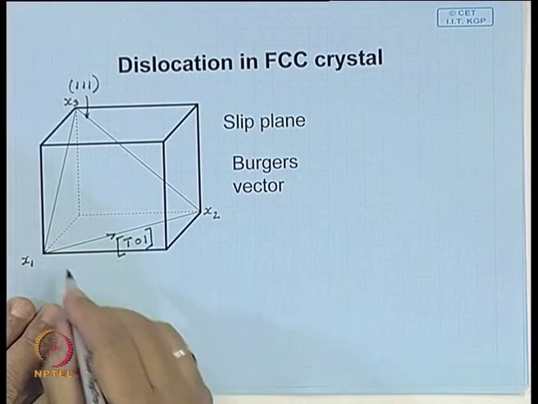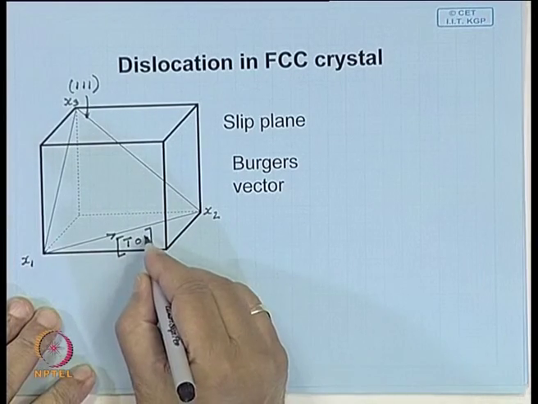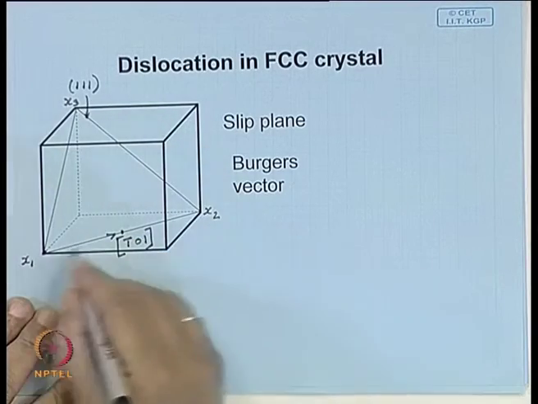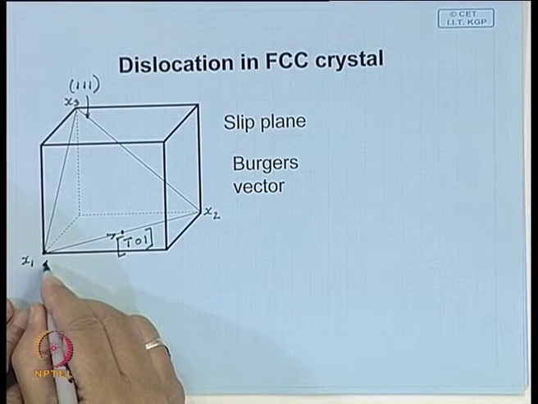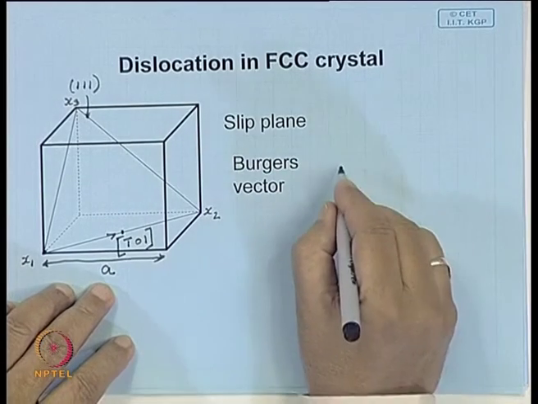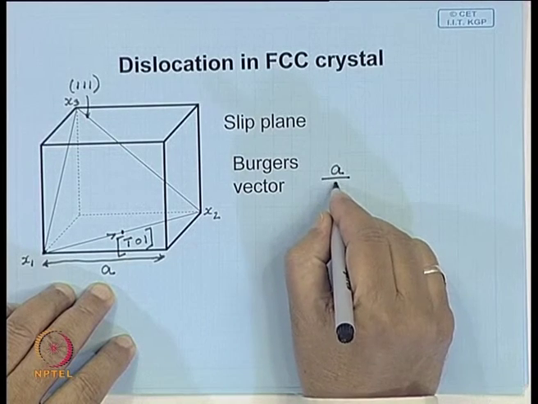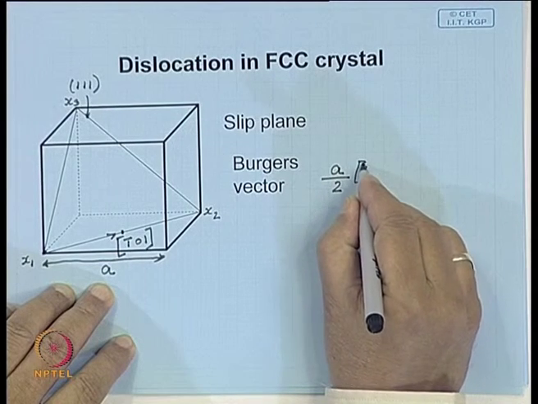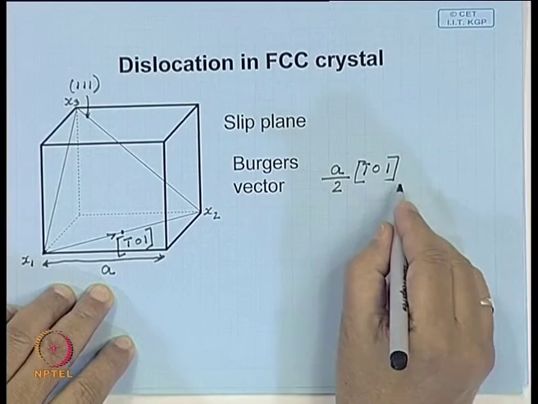And what is the Burgers vector? The Burgers vector is one atomic distance along this, so this distance from here to here, so half of this. Therefore, if the lattice parameter is a, we can write this Burgers vector as a over 2, 1 bar 0 1. So, this is the vector representation.